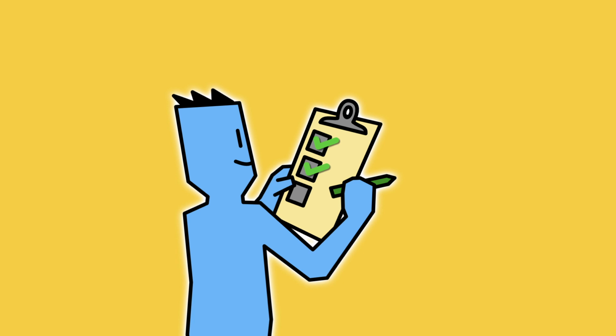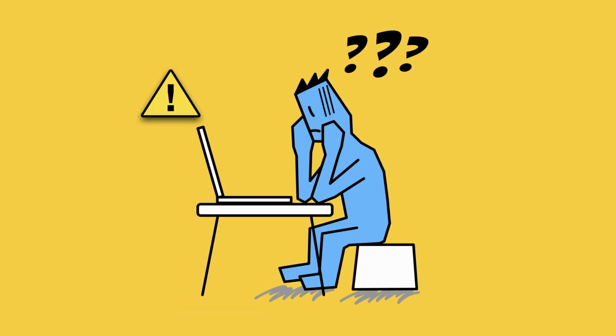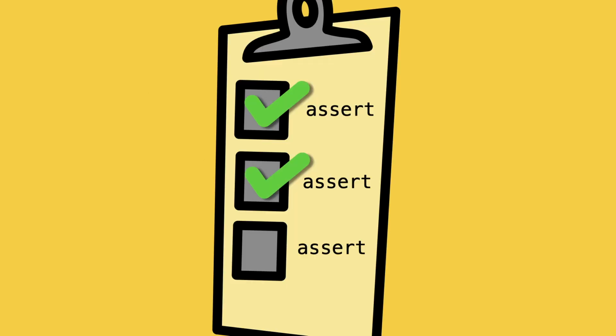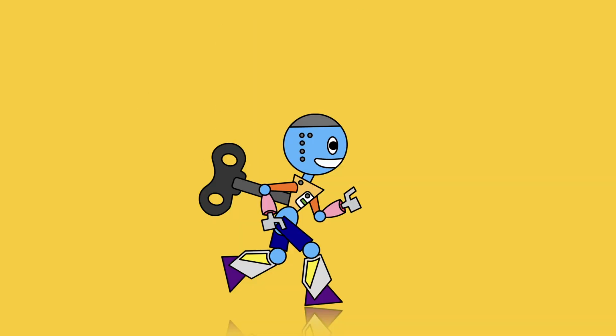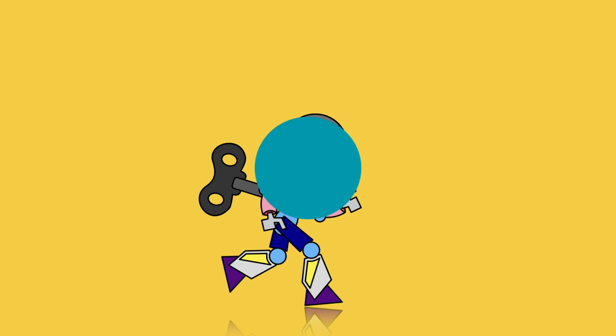Wouldn't it be great if code had a checklist? You check all boxes and your new app is ready to ship. Unfortunately, building software is more like this. In this video you learn how to add asserts to your code to make sure everything runs like clockwork.